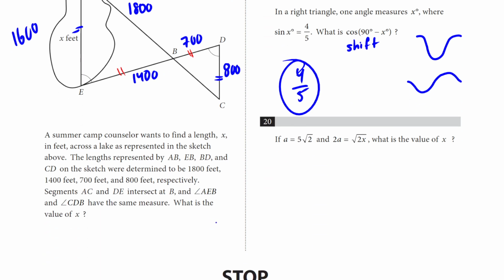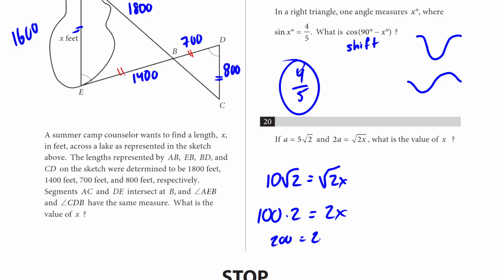Okay, if a equals 5 root 2, 2a equals root 2x, what is the value of x? Okay, so 2 times a, so 10 root 2 is equal to the square root of 2x. So we just square both sides. That's 100 times 2 is equal to 2x. So 200 equals 2x. So that should just be x is equal to 100, right?